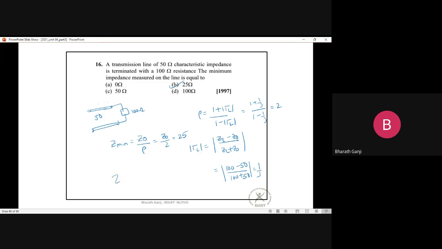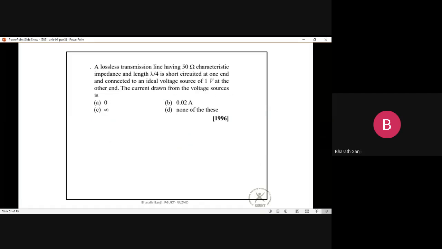If you remember, the maximum impedance I can get is rho times Z0, as we discussed while teaching in class, right? So yes, that is what we have done. Here they asked for the minimum impedance. Okay, we'll move on to the next question. It's an old one, 1996 one.